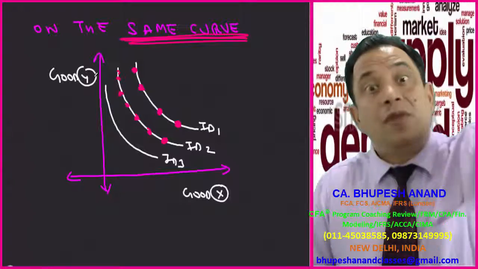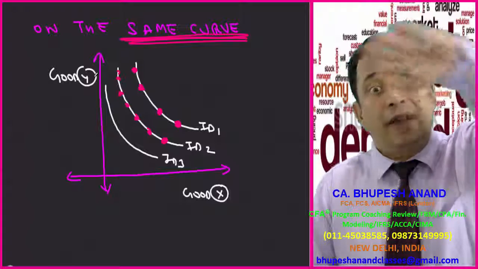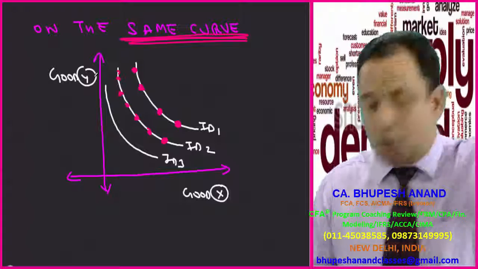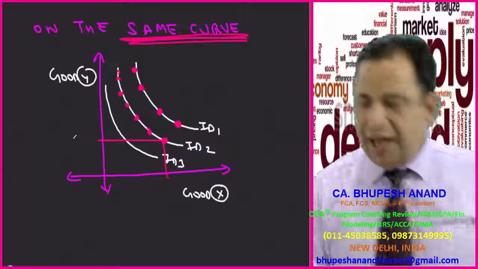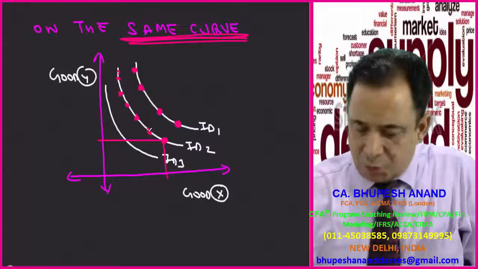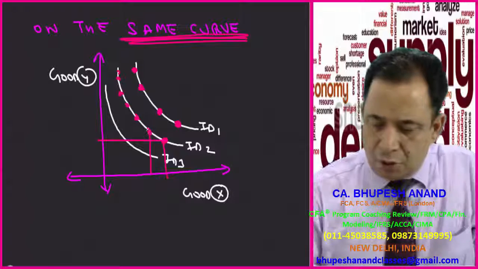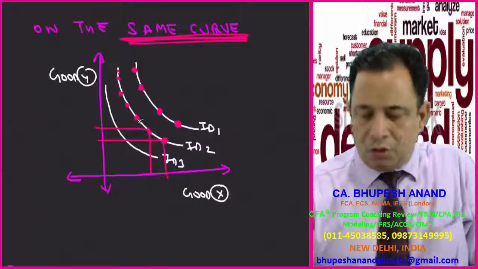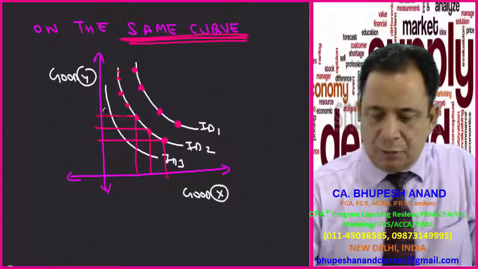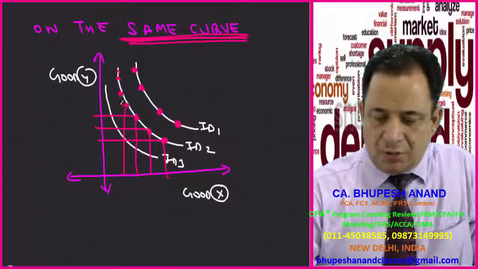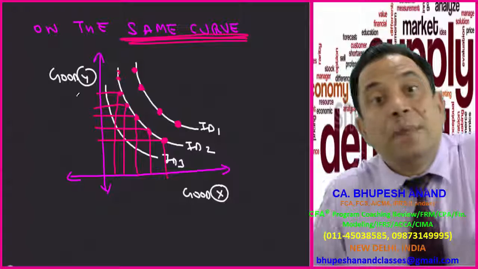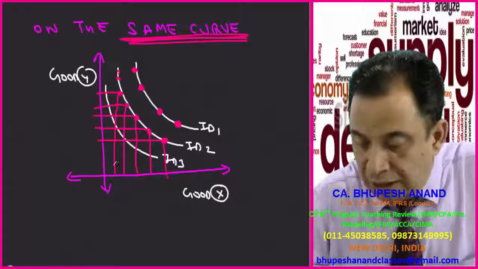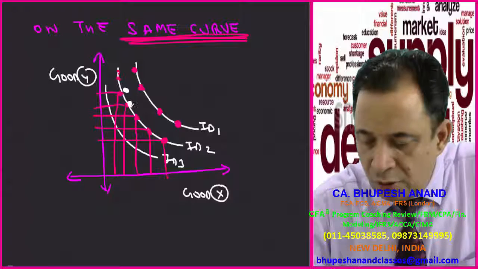No doubt, the number of units of one product is different as compared to, for example, this point, where good X will be this many units and good Y will be this many units. At this point, this will be the number of units of good X and this for good Y, this for X, this for Y, but you will be indifferent on all the points. You will be indifferent here, you will be indifferent here.